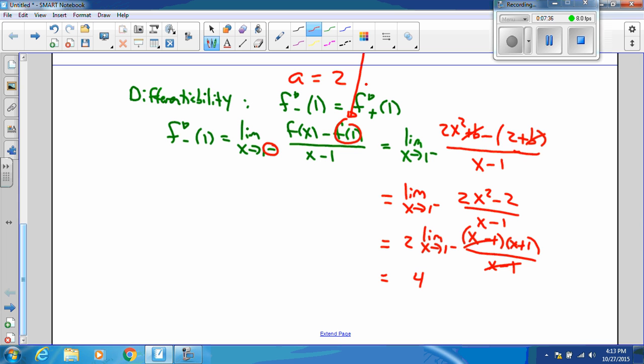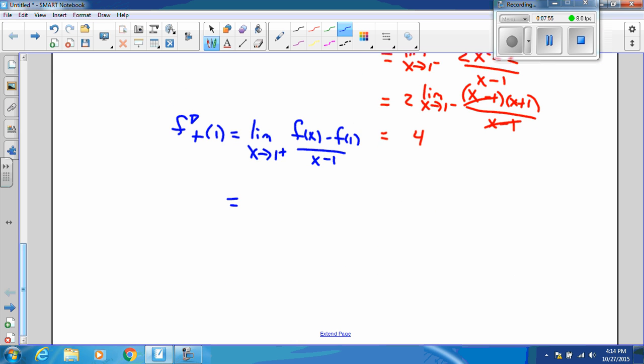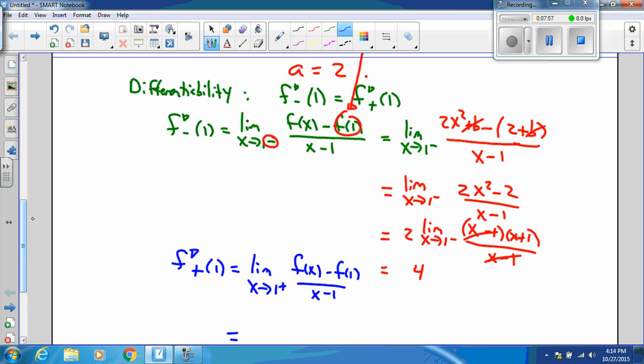So that when the dust settles, I get 2 times 2, which is equal to 4. That's my derivative from the left. Now what about the derivative from the right? Do that in a different color. That's going to be the limit as x goes to 1 from the right of f of x minus f of 1 over x minus 1.